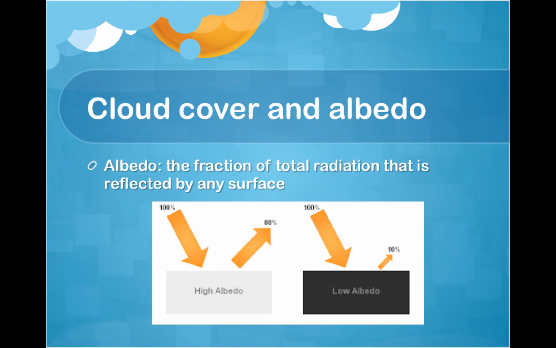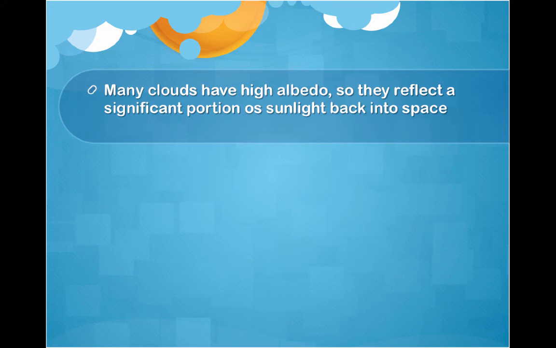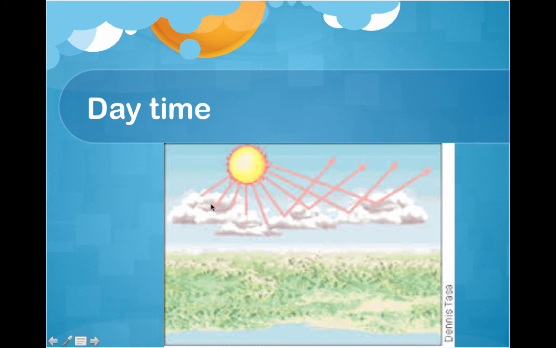Many clouds in the sky have high albedo and therefore reflect a significant portion of the sunlight back into space. So when there's heavy cloud cover, very little of our solar radiation is coming through to Earth's surface. During the daytime, if it's a cloudy day, our clouds have a high albedo, so they're reflecting most of the solar radiation back up into space, allowing only a little bit to get through. Whereas if we've had a sunny day with very few clouds, all of this solar radiation is going to come down and be absorbed by the ground, thus increasing temperature.